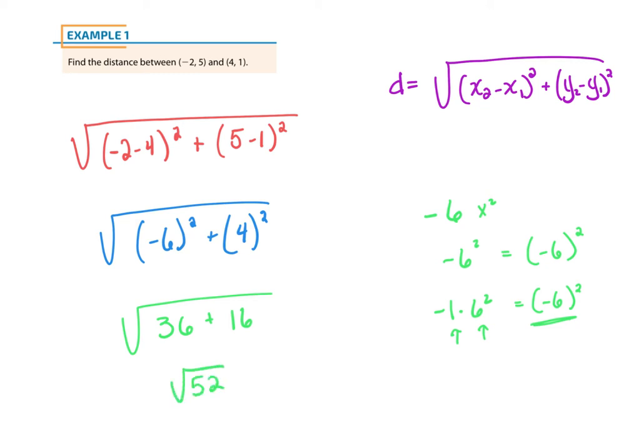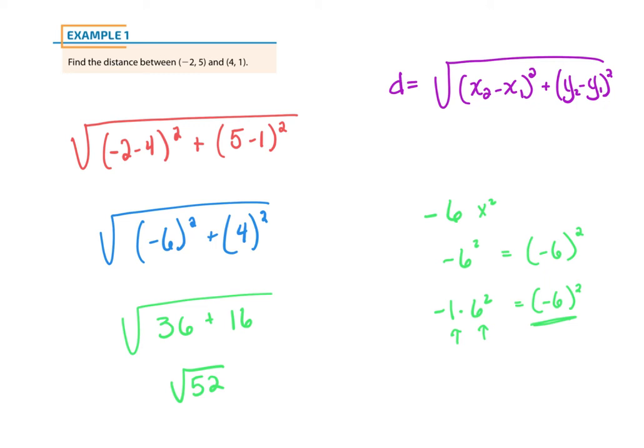52. All right. So now here's the deal. There's two ways that it will ask for an answer. One way it'll say exact. Exact means I want you to just simplify your radical. We did this last year. We're going to review it. The other way it will say round, which means put it into your calculator and give me a decimal.